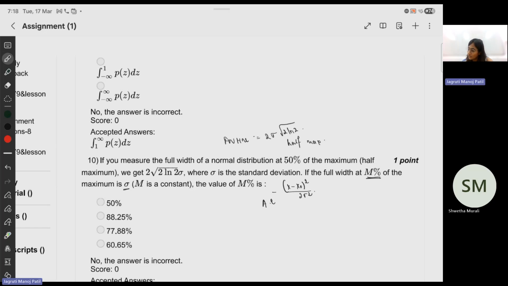Now we need to compute the value if the full width at m% of the maximum is sigma. Okay, the full width at m%. So m% is essentially m by 100, right? M by 100 of your entire amplitude that you're looking at. I don't know if we should do it this way or not. So the question is at m%, the value of m% is.